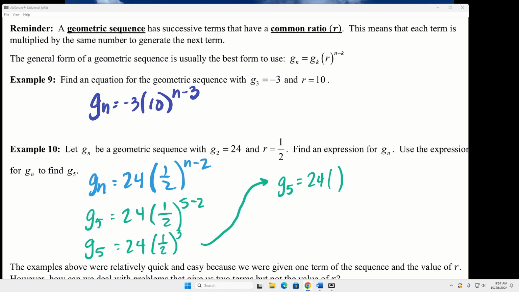All right, so don't forget, when you're cubing a fraction, you just cube the numerator and cube the denominator. And then what is 24 times 180? Yep, and that's it.